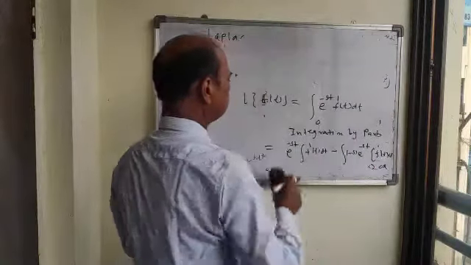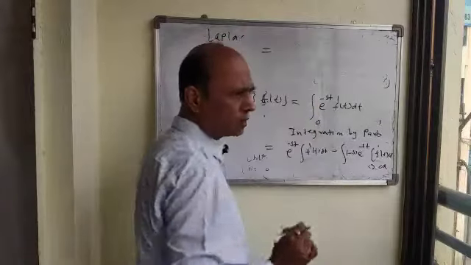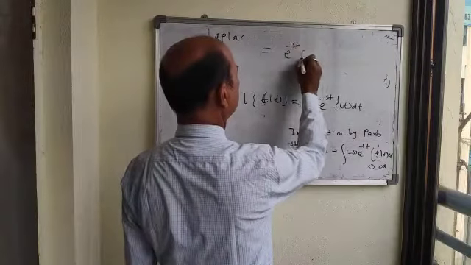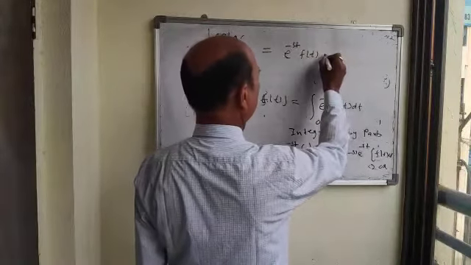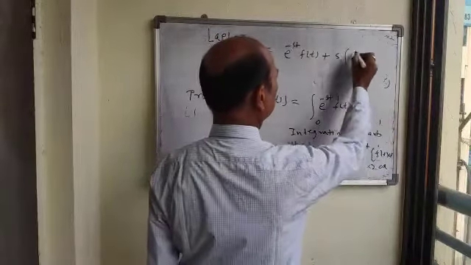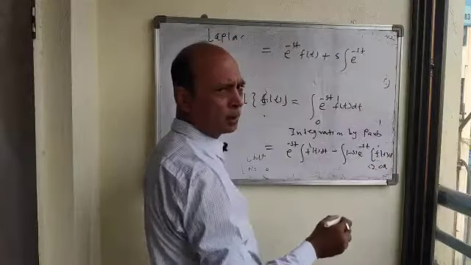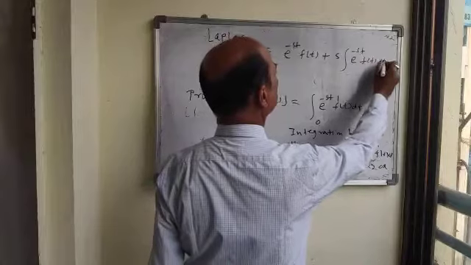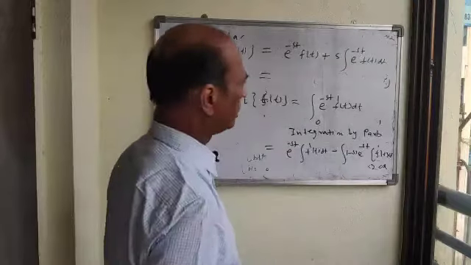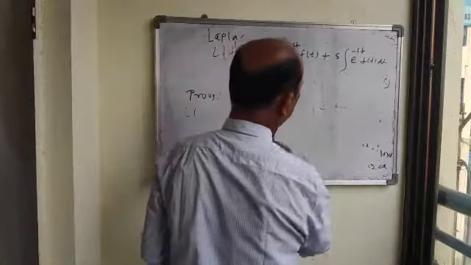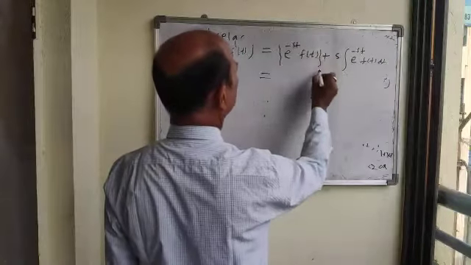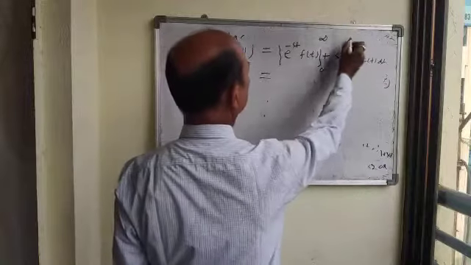Now here the integration of f dash of t means f of t. So e to the power minus st f of t, plus s into the integration of e to the power minus st, again the integration of f dash of t means f of t, that is f of t dt. So on the left side we have the integration of f dash of t, the Laplace transform of f dash of t, which is equal to, now here we have to take the limits from 0 to infinity.